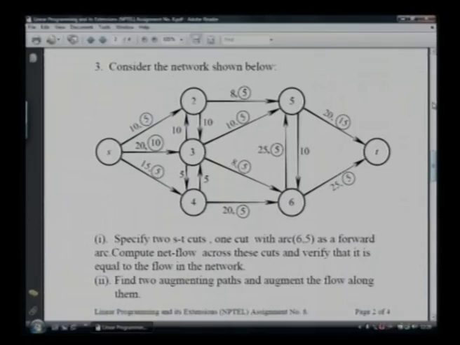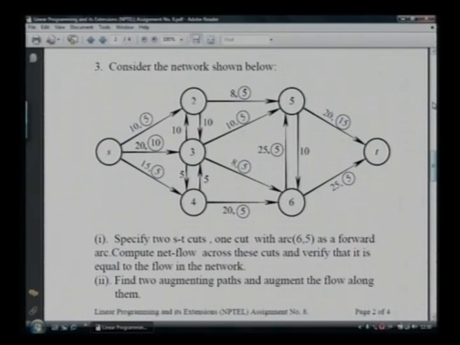Now problem 3. I have given you a network, where the first number gives you the capacity, and the circled numbers give you the flow on the arc. Here conservation of flow is maintained. I have checked it, and you should also find out that the conservation equations are satisfied. Then, so that you get familiar with cuts and their capacities and so on, I have asked you to specify 2 s-t cuts, one cut with arc 6,5 as a forward arc. So find a cut which has 6,5 as a forward arc. Then compute the net flow across these cuts. Remember, I defined this term for you, and verify that it is equal to the flow in the network. So the current flow in the network is 20 units.